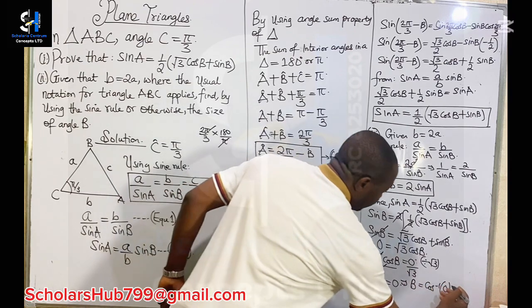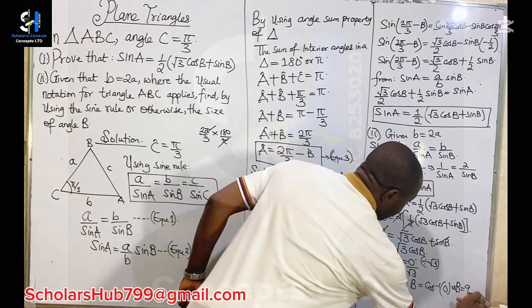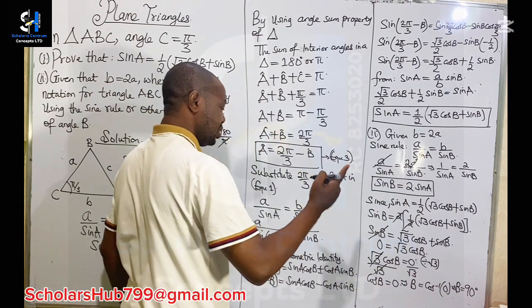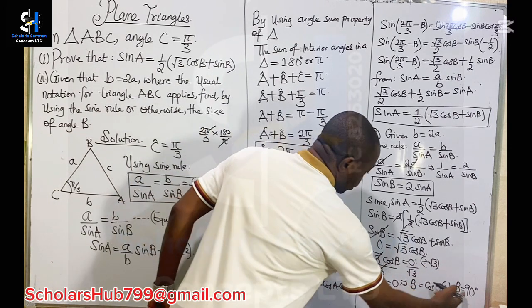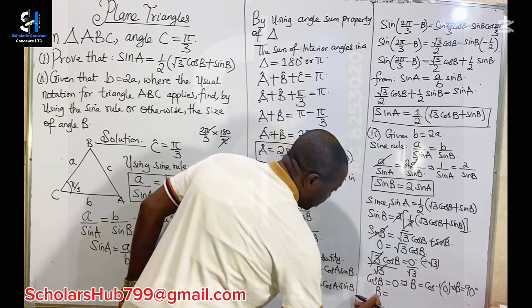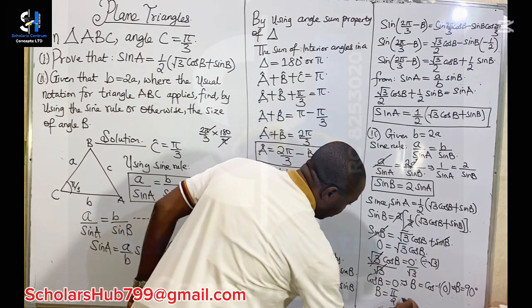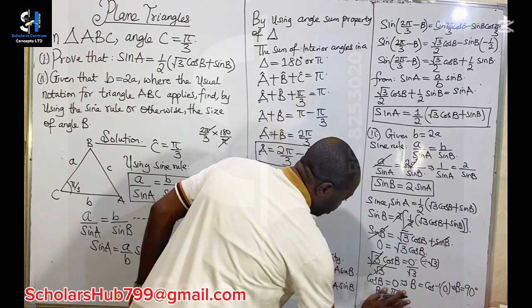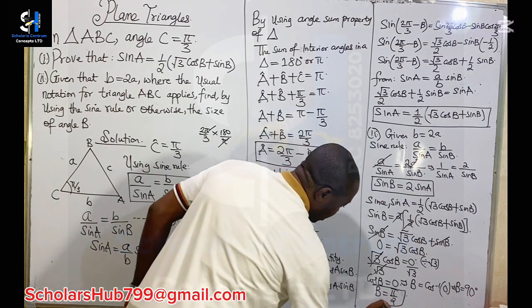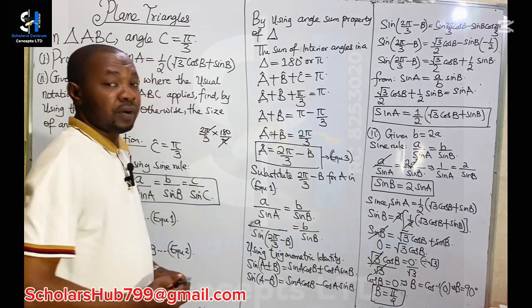So the value of B from here is B equals 90 degrees, that's in degrees. So let's convert this to radians. In radians, B will be equal to pi over 2. And this is the size of angle B.